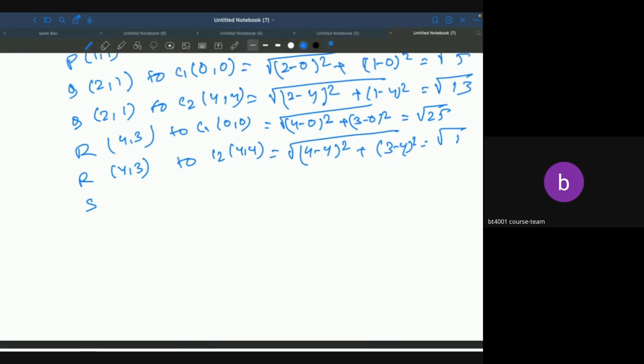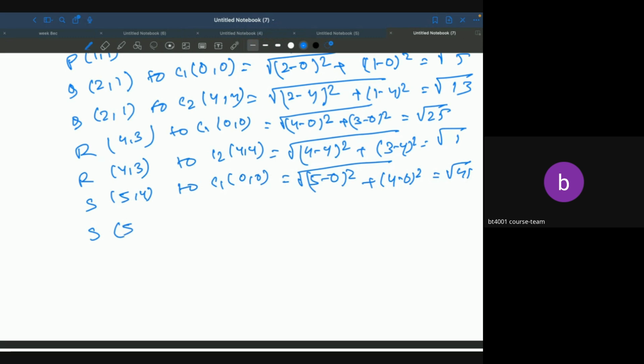Then S(5,4) to C1 (0,0) will be (5 minus 0) squared plus (4 minus 0) squared. It will be root 41. And S(5,4) to C2 (4,4) will be (5 minus 4) squared plus (4 minus 4) squared. It will be root 1.